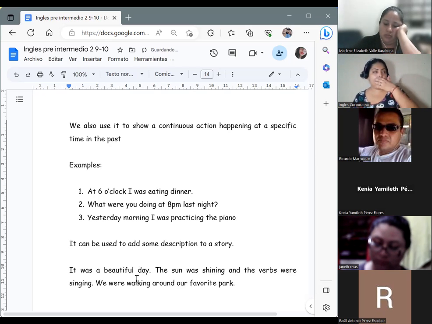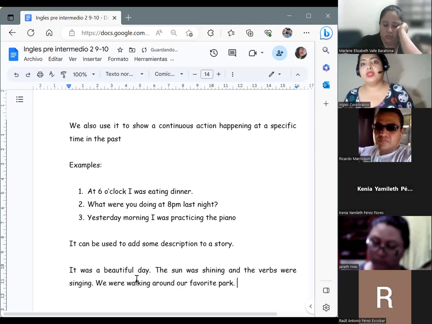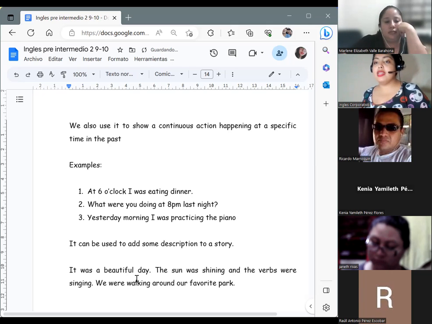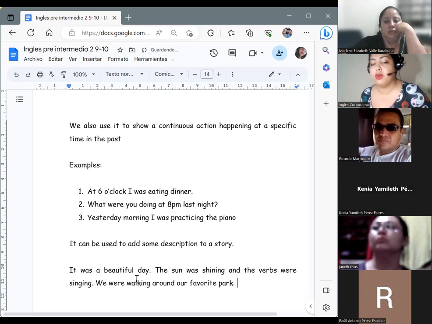Okay, those are the uses that we can give to these two tenses of the past. So tomorrow we are going to end with the past perfect and past perfect continuous. So we are going to end the session here, and we are going to see each other tomorrow on the last session. So have a really good night and see you tomorrow.